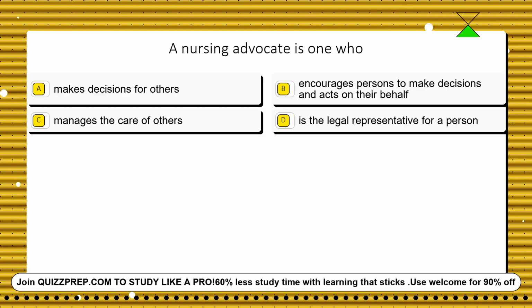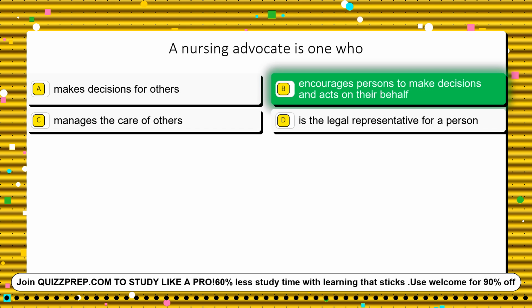Question 33. A nursing advocate is one who: Option A. Makes decisions for others. Option B. Encourages persons to make decisions and acts on their behalf. Option C. Manages the care of others. Option D. Is the legal representative for a person.